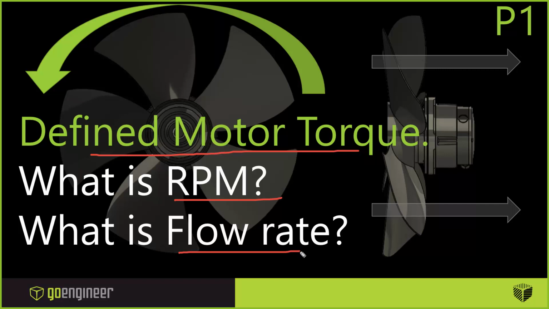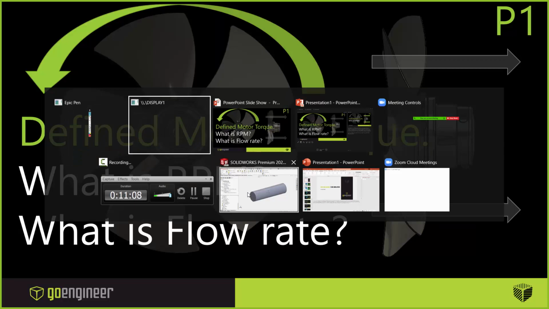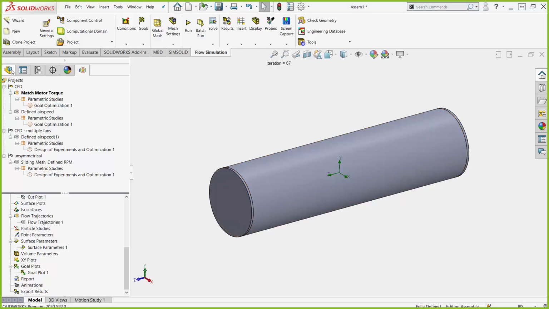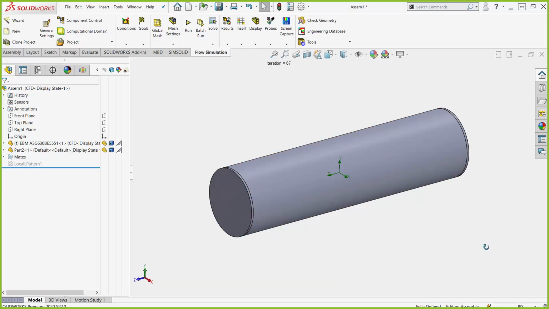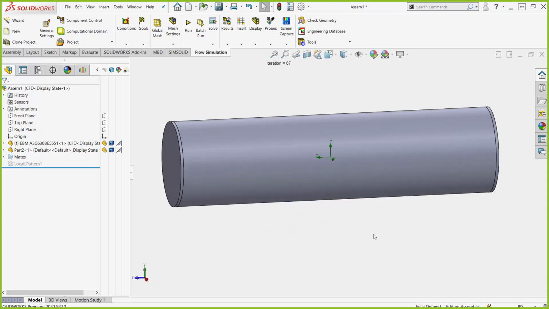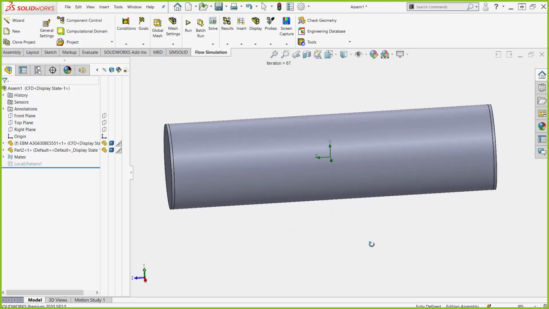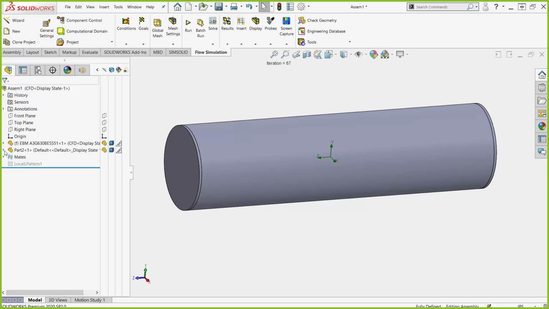So let's go ahead and take a look at that. I'm going to switch over to SOLIDWORKS and first introduce to you the assembly that this is in. First of all, I have this tube. This is acting as my wind tunnel around my fan.